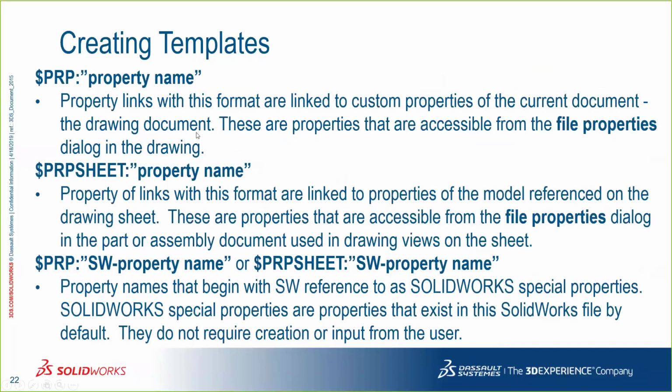So you can have property names in the document that we're using, the drawing in this case, or you can link it to a model, or you can link it to actual SOLIDWORKS properties. Anything with the PRP is going to be looking at the properties of that document. Anything with a PRP sheet is going to be looking at an outside resource. This could be weight, maybe a center of mass, stuff like that.